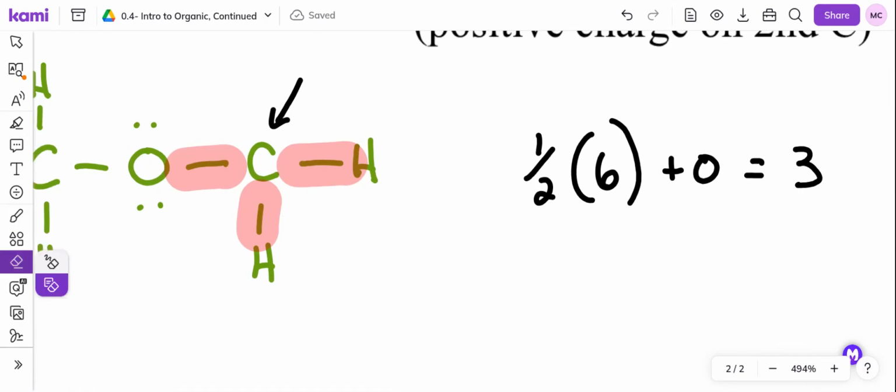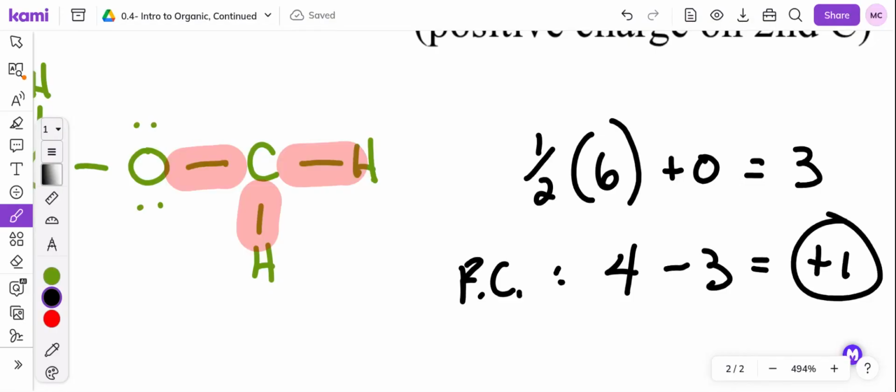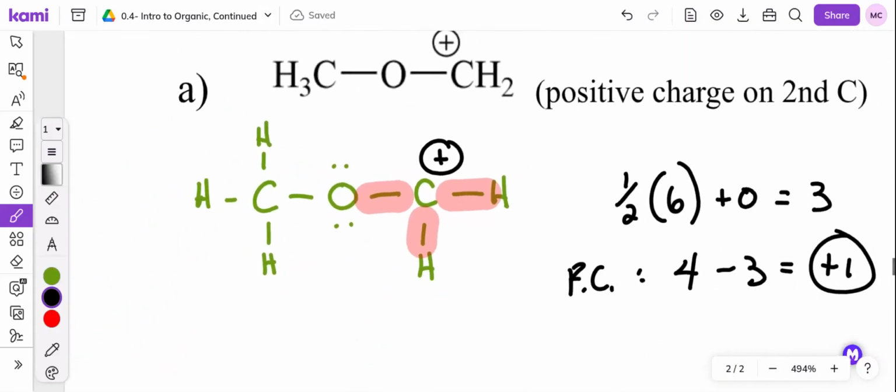Ask yourself, where's carbon at on the periodic table? Well, it's in group 4A. So my formal charge calculation would be 4 valence electrons minus the 3 gives me my +1 charge. And so that is why there is a +1 here. Okay, so that is the original structure.